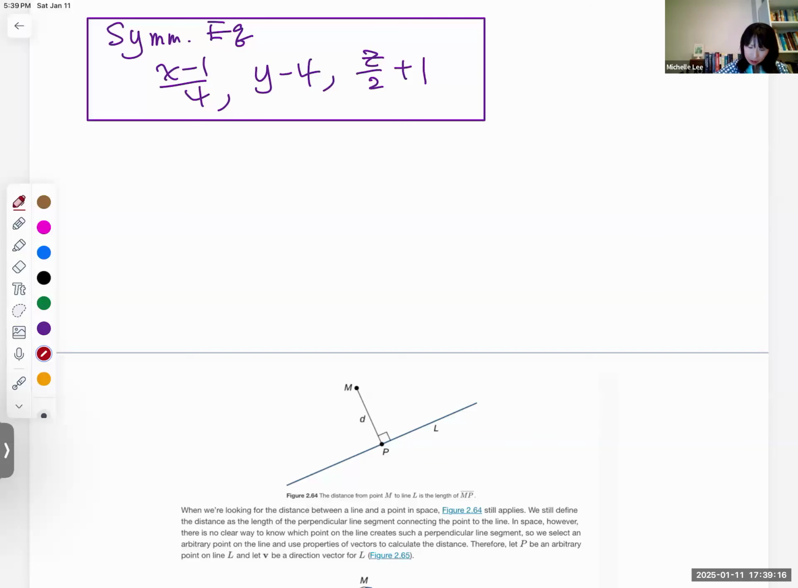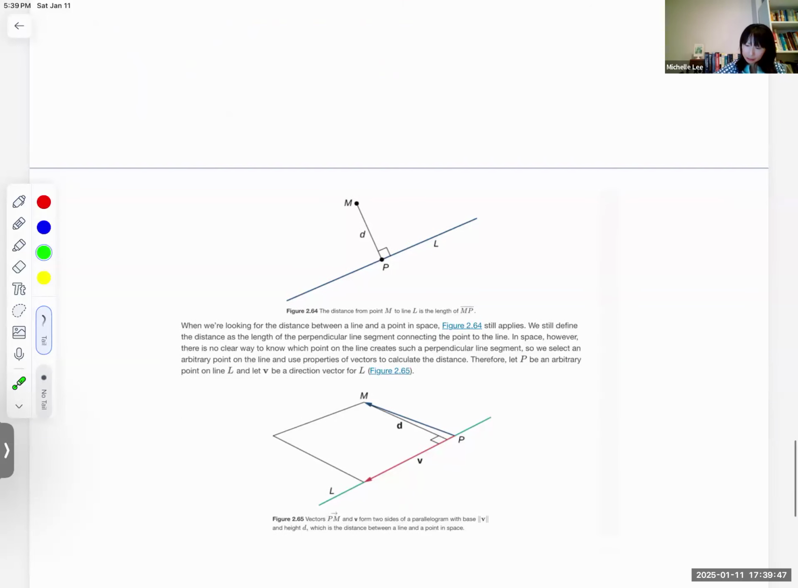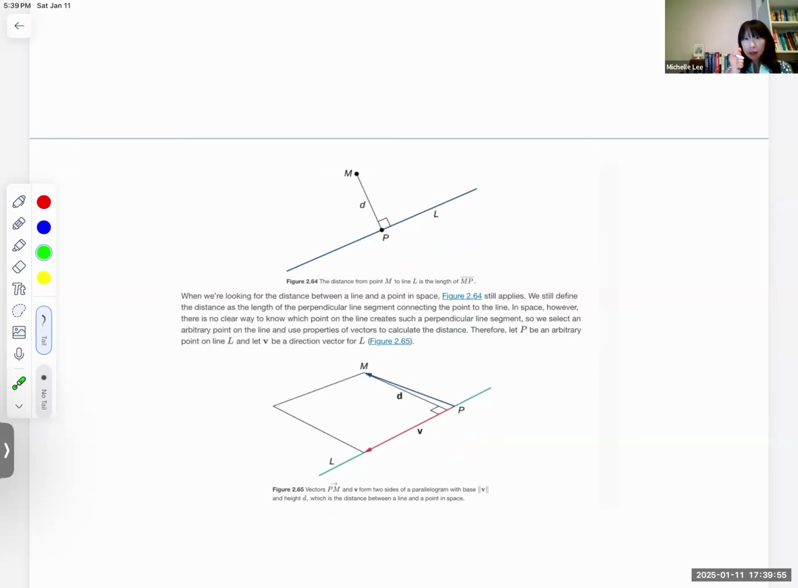Okay, let's take a look at this one. We have a point, call it M. We have a line, L. And then we connect the point from P to M. Then that will be perpendicular. Okay, then we know the area of a parallelogram. If we draw it like this, then the area of a parallelogram we had last time.